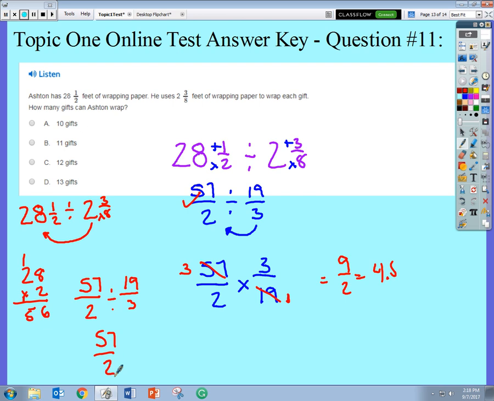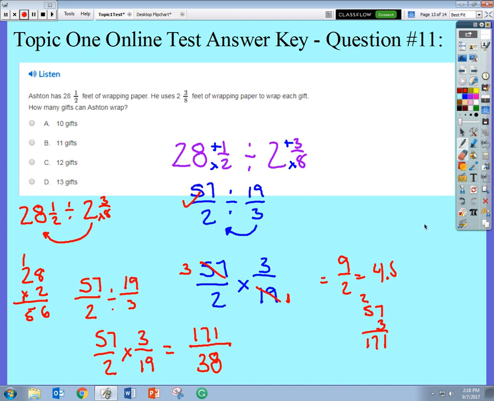So far, so good. I must take the reciprocal. 57 halves times 3/19. Let me just multiply this the old-fashioned way. Maybe I was going too fast here. I was getting in a rhythm, and that happens, and I just made a mistake. So 19 doubled is 38. 57 times 3. That's 21, 15, 16, 17. That's 171.